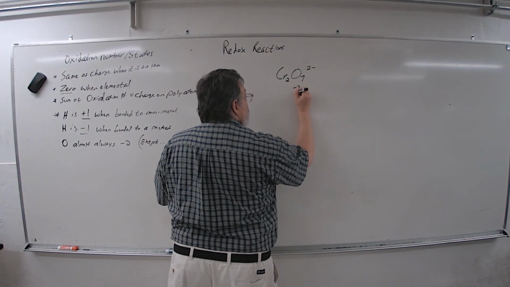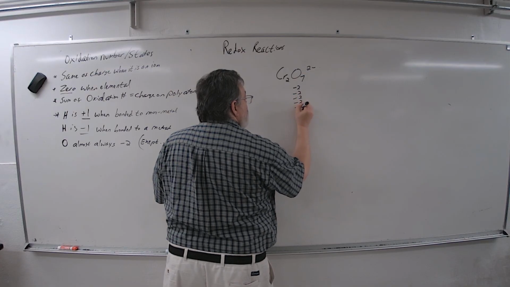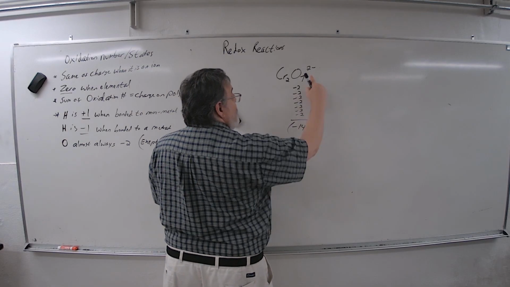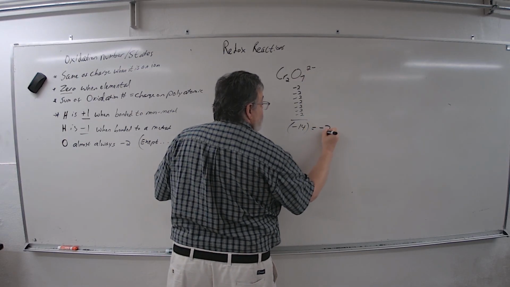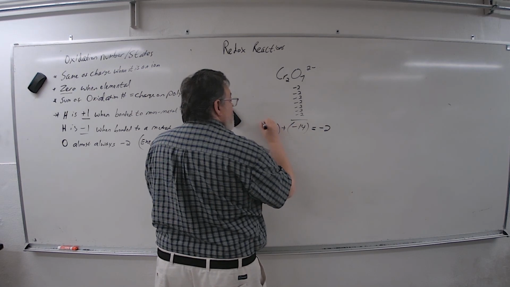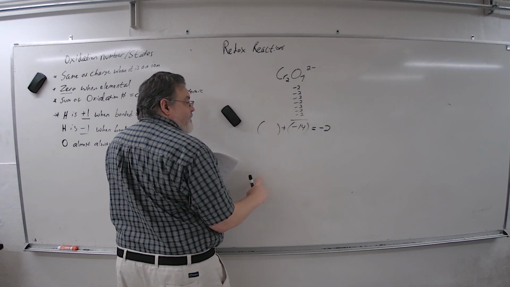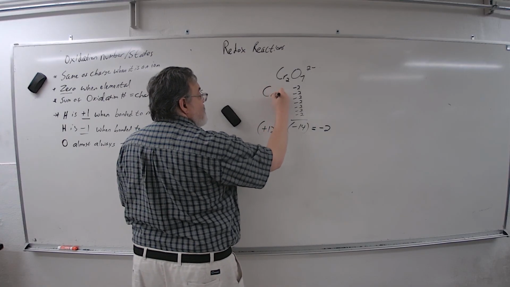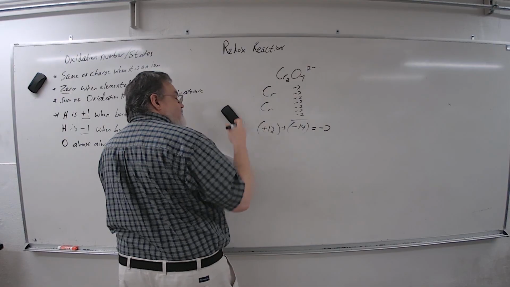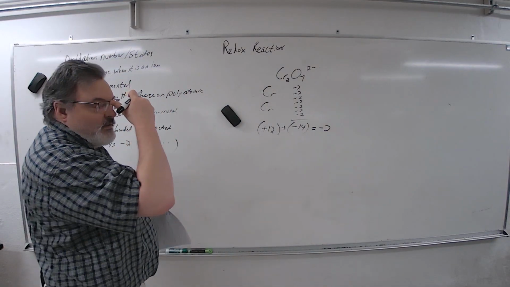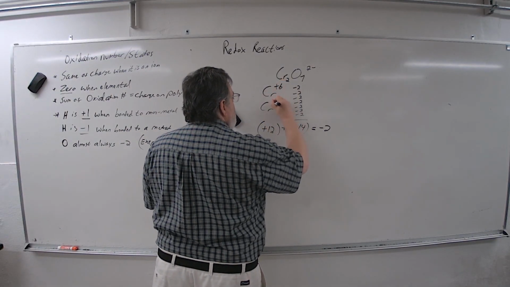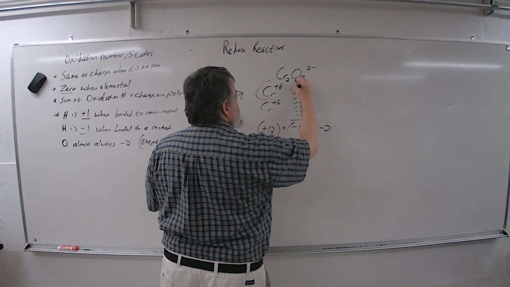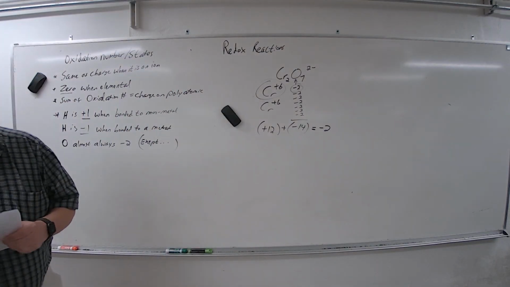Oxygen, there's 7 of them. Total of -14. There's a -2 up here, so I'm going to go -2. What do I need to put here to make that true? +12. Chromium, there's 2 of them. So how am I going to split that +12 among those 2 chromiums? 6 and 6. So +6 for chromium, -2 for oxygen for that ion.